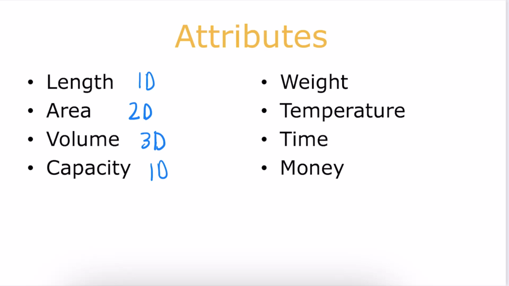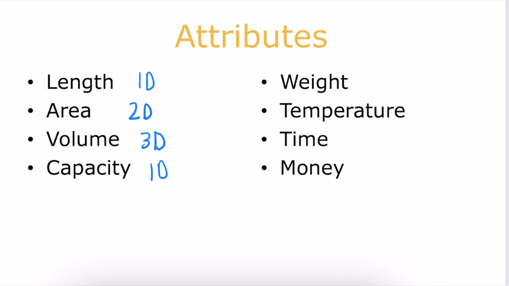Weight is also something that's measured one-dimensionally. So you would say it's this many kilograms or this many pounds or this many ounces. Temperature could be measured with either Fahrenheit or Celsius. Time is measured in seconds and minutes and hours. And money is measured in whatever currency you're working in. So in the United States, it's dollars and cents, but in other countries, there are other units. So those are some of the different attributes that you can measure.